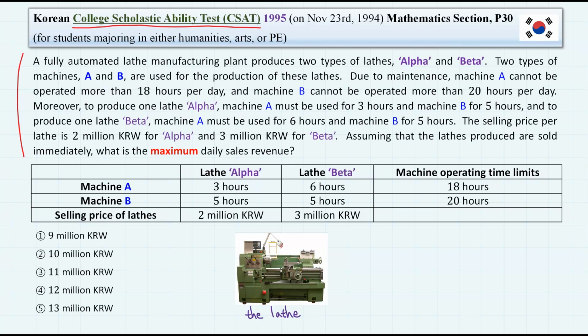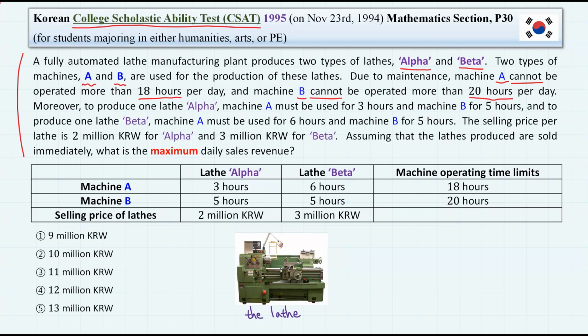A fully automated lathe manufacturing plant produces two types of lathe called alpha and beta. Two types of machines, A and B, are used for the production of these lathes. Due to maintenance, machine A cannot be operated more than 18 hours per day, and machine B cannot be operated more than 20 hours per day.